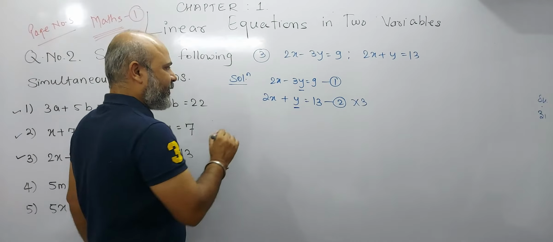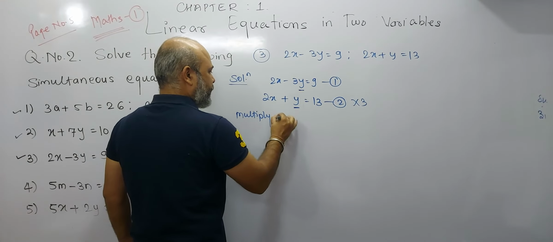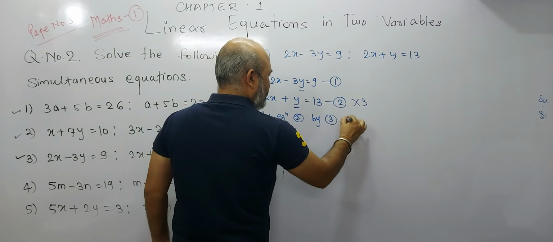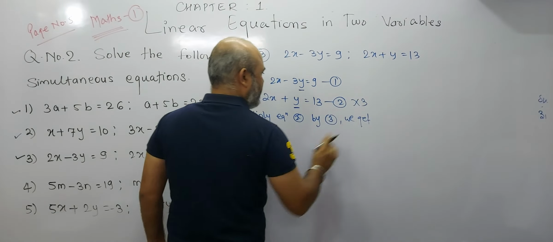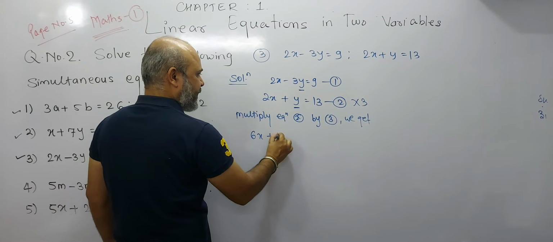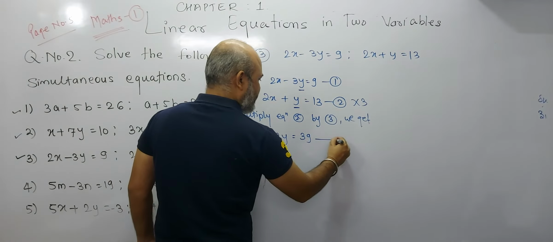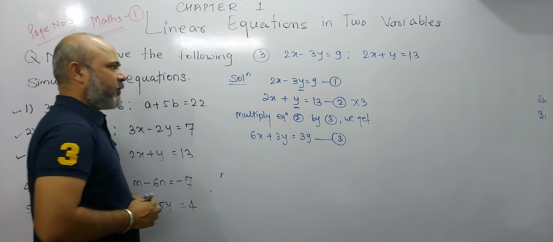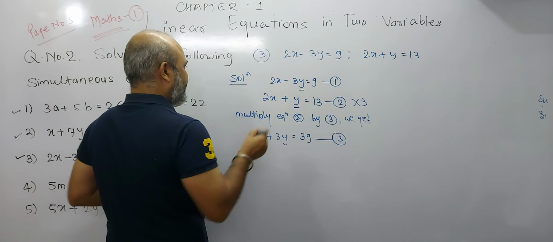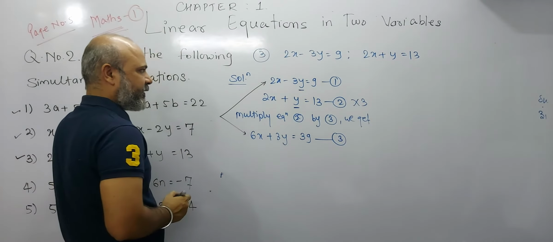Okay, student. So I will write again: multiply equation 2 by 3, we get 6x plus 3y is equal to 13 times 3, which is 39. This will be equation number 3 now. Now see equation 1 and 3. This is equation 1, this is equation 3.